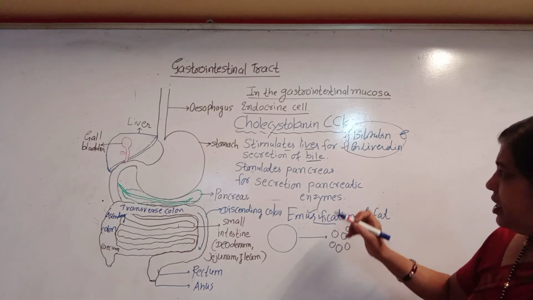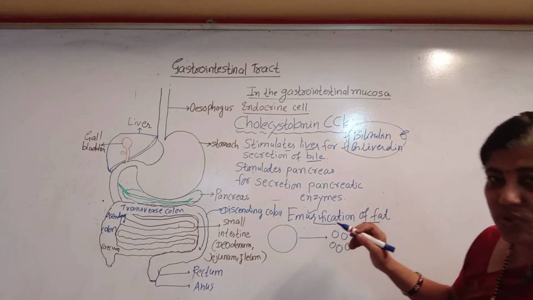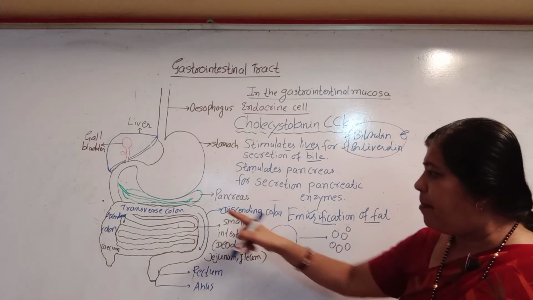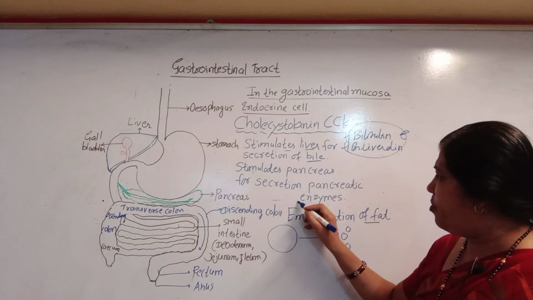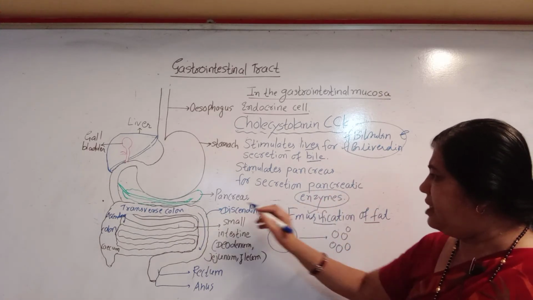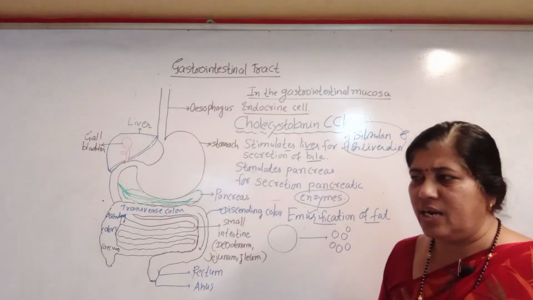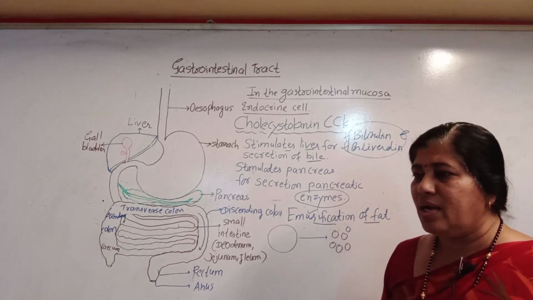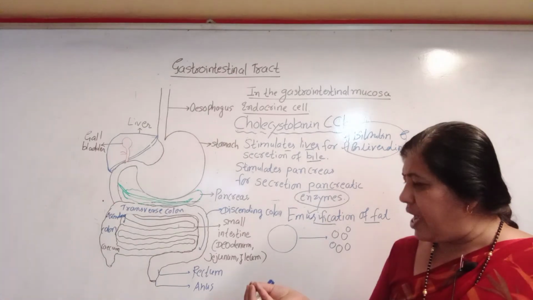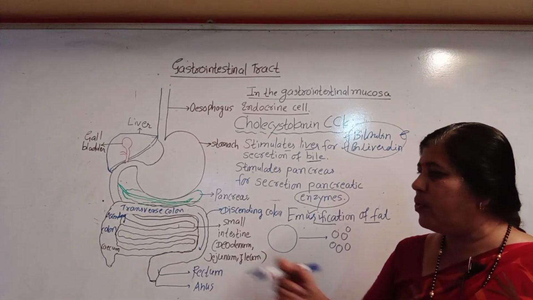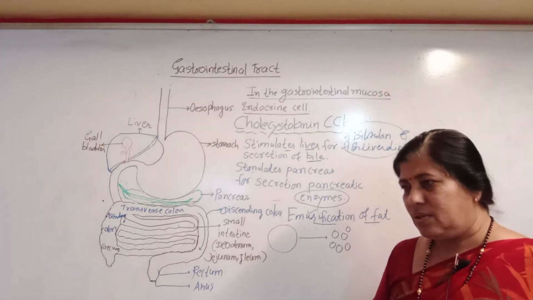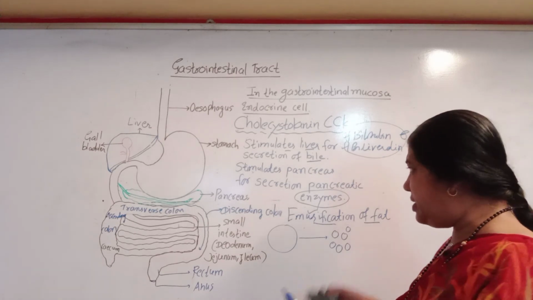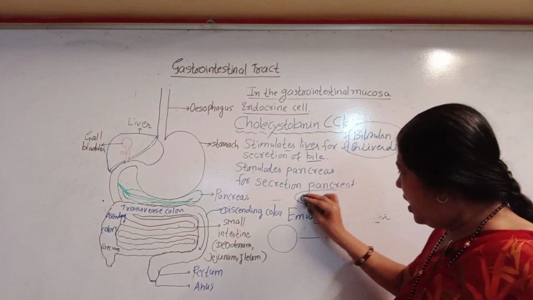Then cholecystokinin also stimulates pancreas for secretion of its enzymes. Pancreas secretes various enzymes which are responsible for digestion, that is digestion of protein means breakdown of protein into amino acid, then digestion of lipids, etc.